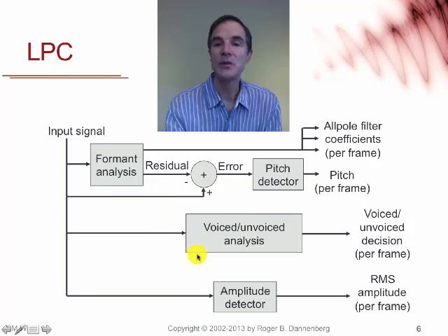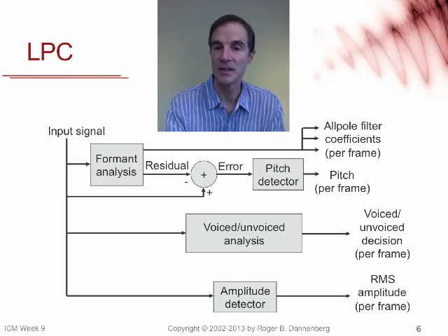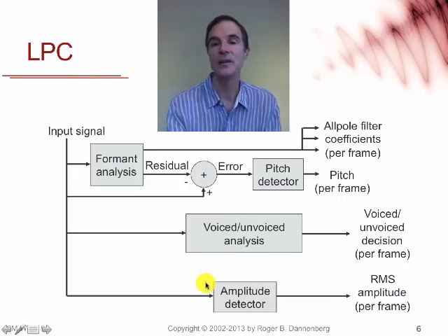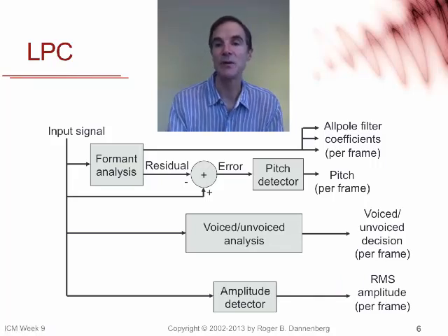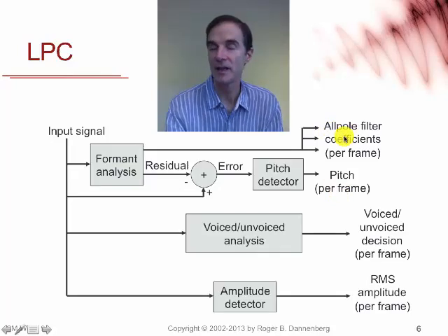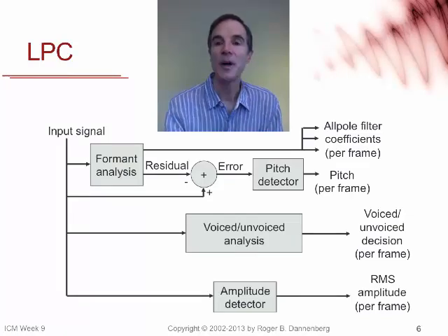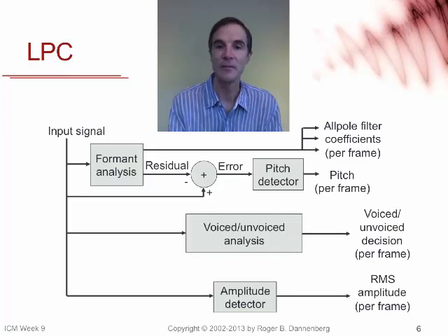And then we can do an analysis to see if the input is periodic or not. So that gives us the decision of whether this is a voiced or unvoiced source. And we can also do amplitude detection to get the RMS, the amplitude, on a frame-by-frame basis. So for each frame of LPC analysis, we get not only the filter part of the source filter model, but looking at the source, we get an estimate of pitch and amplitude, and whether or not the source actually has a pitch, or maybe it's just a noise source.